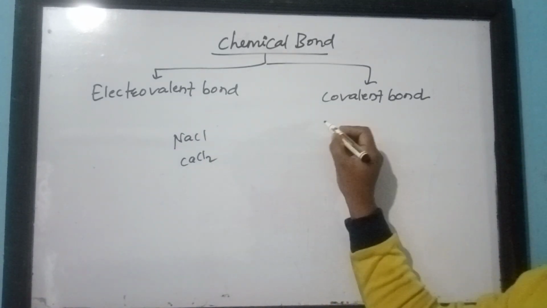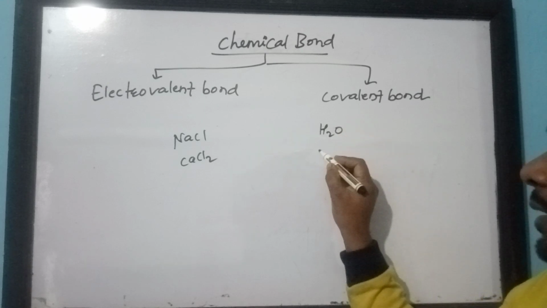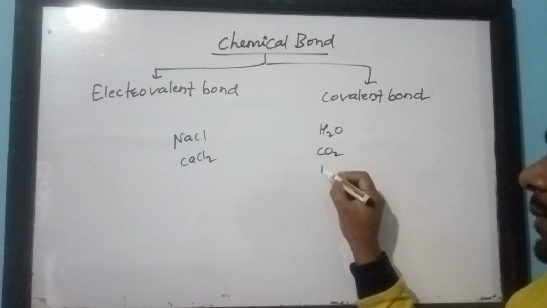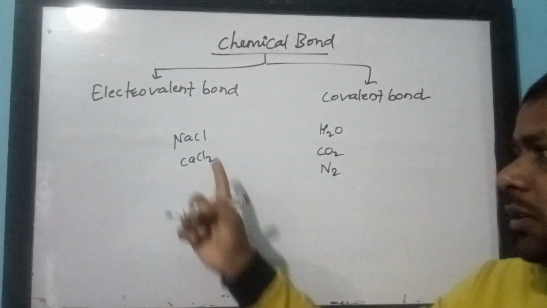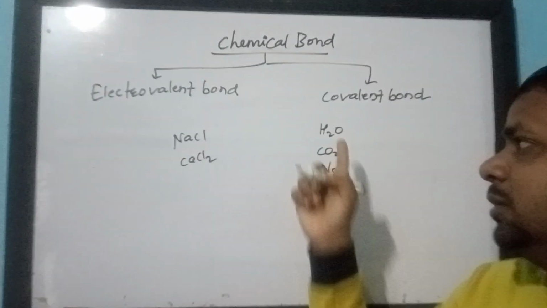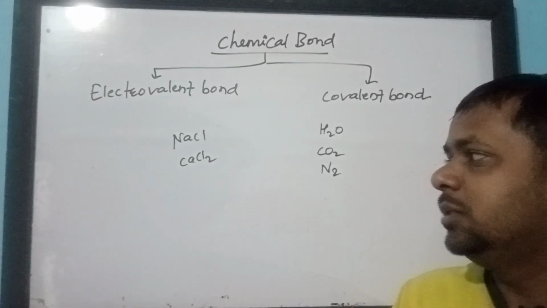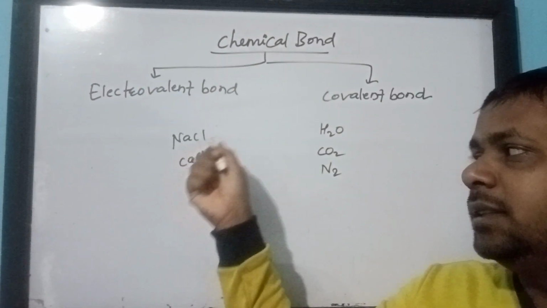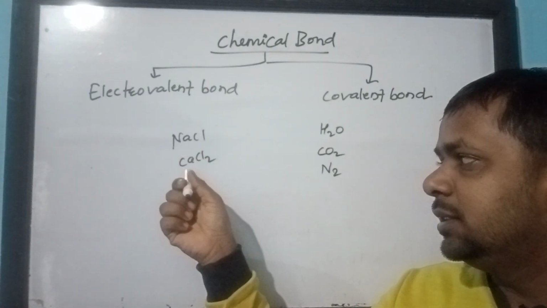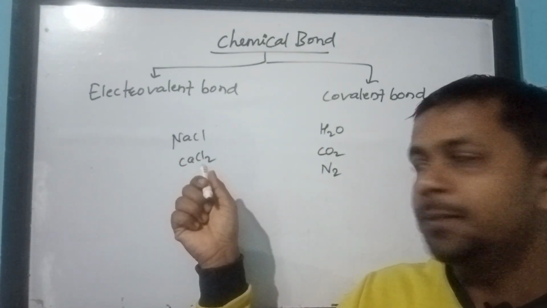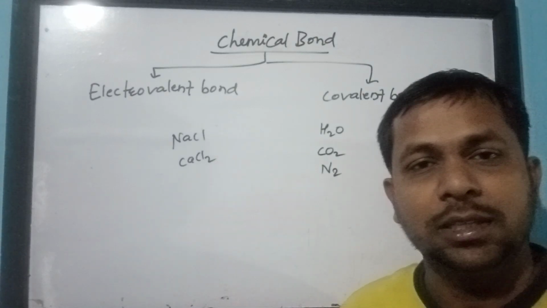CaCl2, S2O, CO2, simply nitrogen molecule. When we observe these compounds or molecules, we see that in NaCl, Na and Cl are together. In CaCl2, calcium chloride, calcium and chlorine are together.